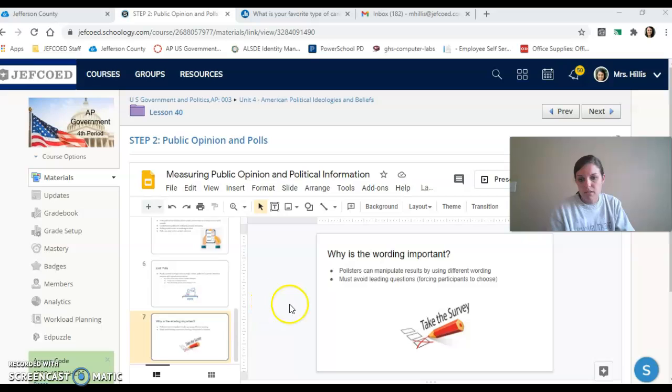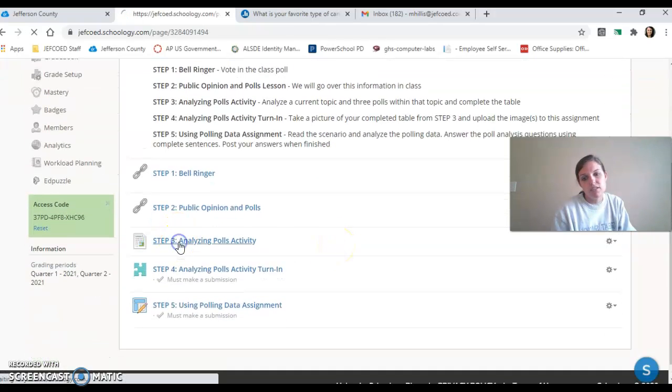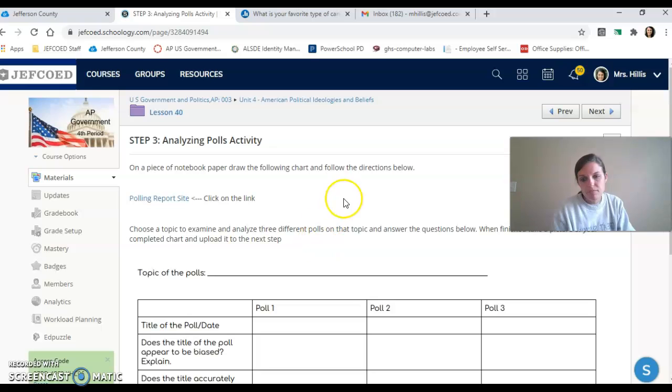All right. And then finally, wording can be important. Pollsters can manipulate results by using different wording. So if they have leading questions that force participants to choose one option or another and not giving that option of an out, then that's not really an accurate poll.